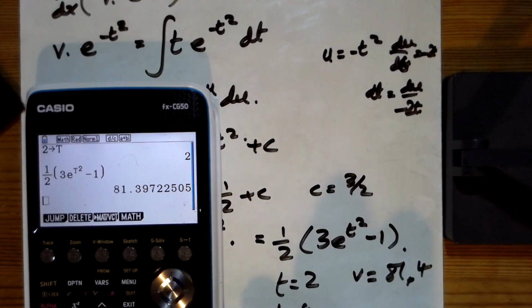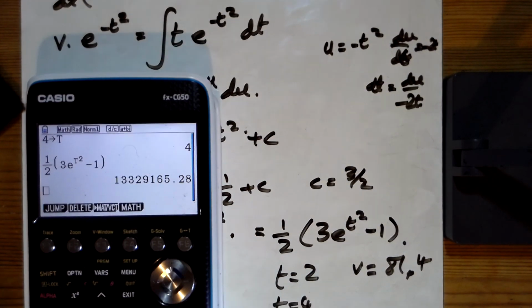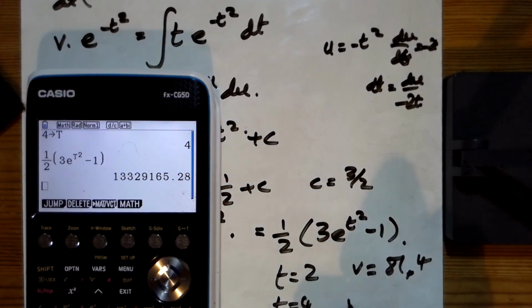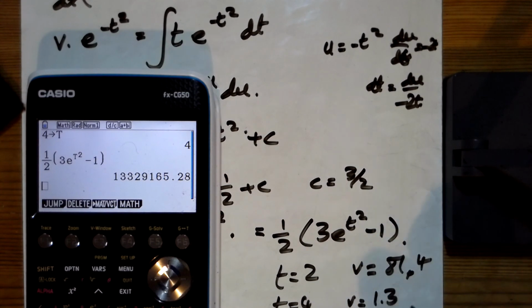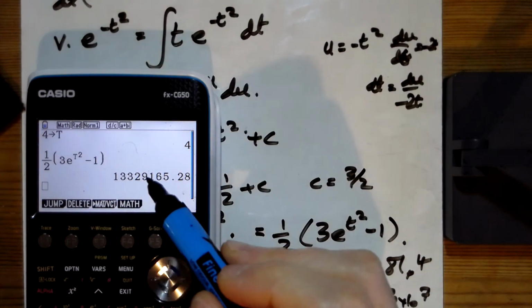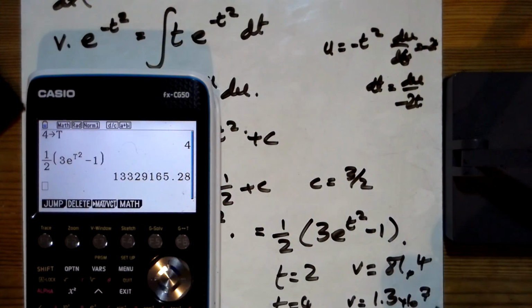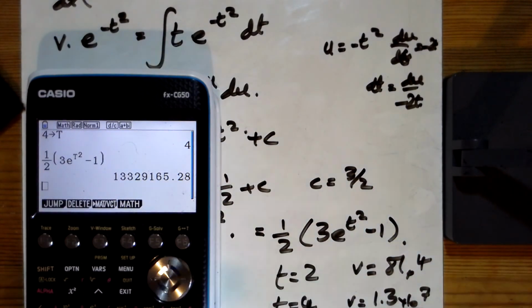And at t equals 4, let's just change that to a 4. At t equals 4, we've got, whoa, rather fast. That is 1.3 times 10 to the, is that 7? 1, 2, 3, 4. Yeah, 2. Well, that's going to be too fast. And so the model doesn't work at that point there. So at 4, the model is inappropriate.